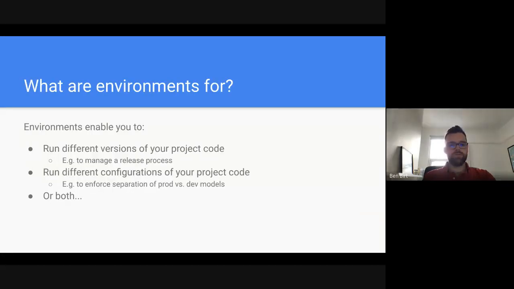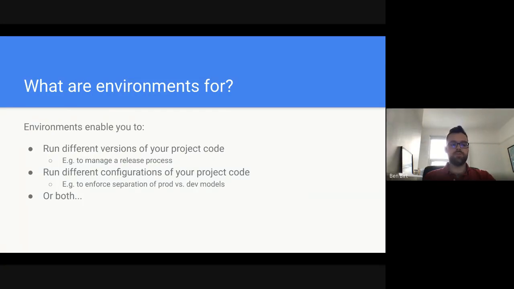Cool. So firstly, what on earth are these environments things for? At the highest level, environments enable you to enforce a bit more configuration on how you run your project. A couple of the most common things people use environments for are running different versions of your project code, so that's different Git versions, most commonly to manage a release process, or running the same code, but maybe configured slightly differently.